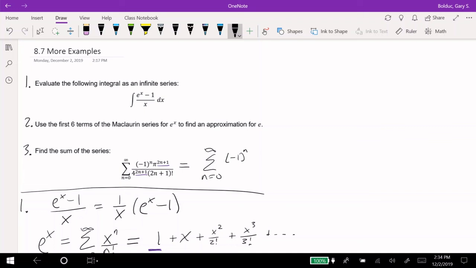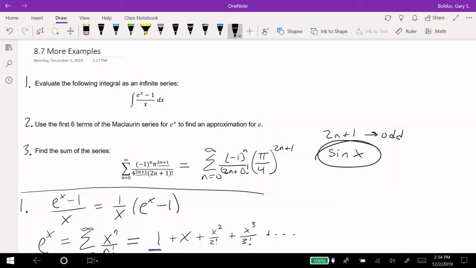So (-1)^n, and then we've got pi over 4 to the 2n+1, and then we've got (2n+1) factorial. Okay, so this should look familiar. We've got odd, so remember 2n+1 means odd numbers. We've got a number raised to the 2n+1, and then we're dividing by the (2n+1) factorial. We've also got the alternating piece. So that should scream to us sine of x. So we did this Maclaurin series before.